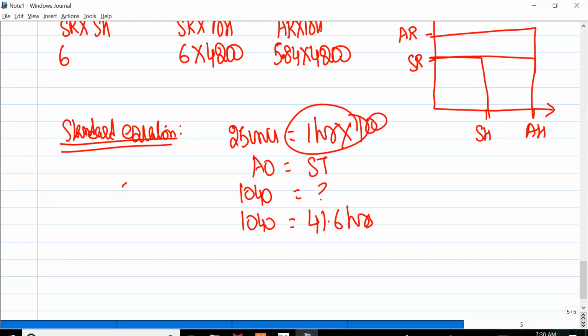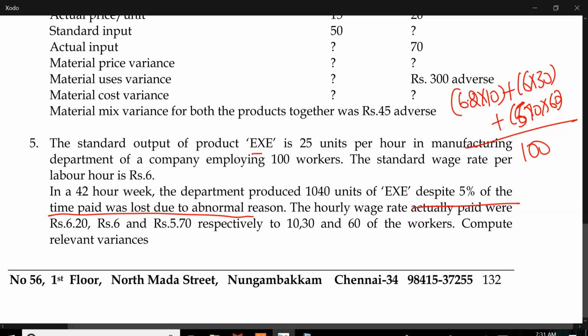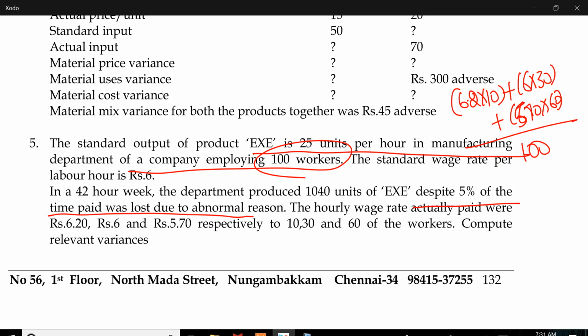Why into 100 is needed at this stage is sometimes the company will say that the company wanted to start with 100 workers, but in reality they may use only 80 workers. There's a possibility that you may have only 80 workers. So the standard equation is not 1 hour is equal to 25 units. The standard equation is 100 man hours is equal to 25 units. You read the line carefully. 25 units per hour by employing 100 workers. If I employ 200 workers, I'll write 50 units per hour.